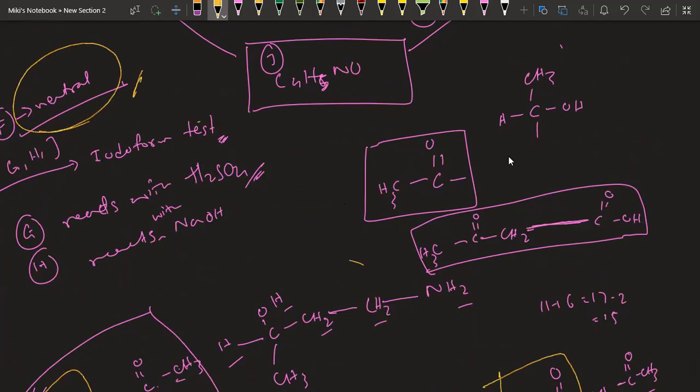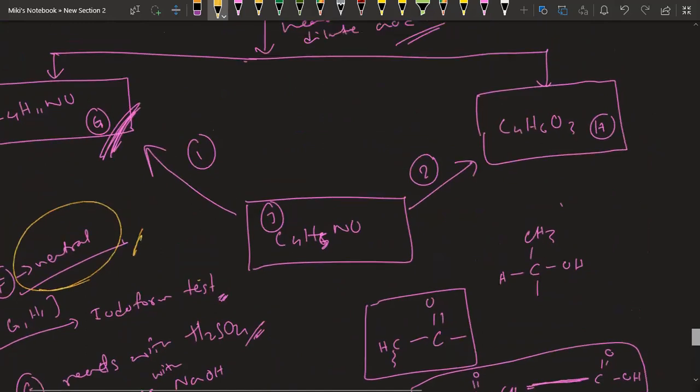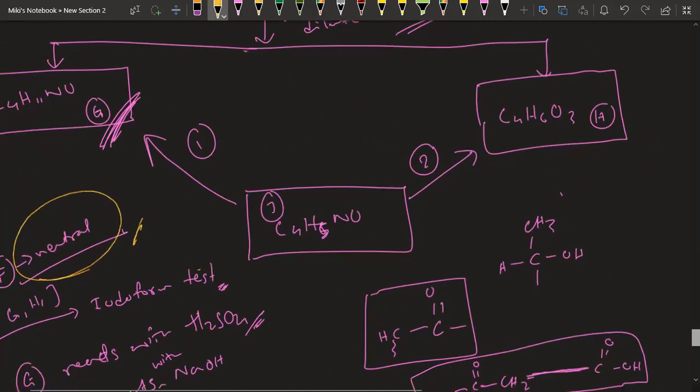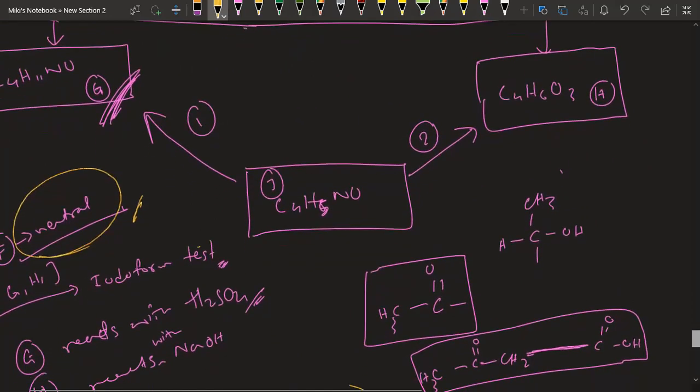The last thing we're left with is J. Now, what could be J? There's no information given about J, except that it undergoes iodoform reaction.